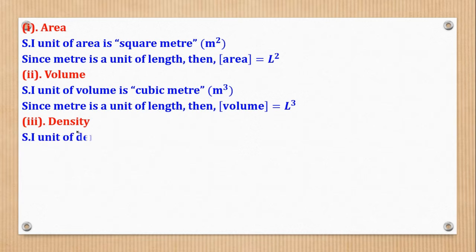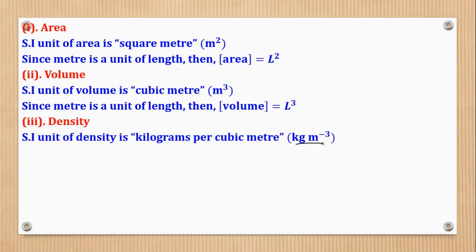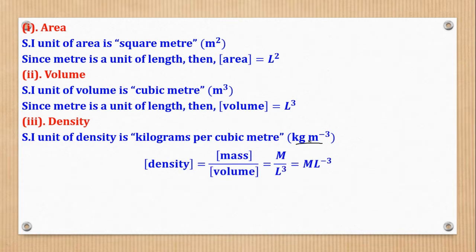So density, the SI unit is kilogram per cubic meter. Therefore, the dimension will be: kilogram is capital M, and per cubic meter is L to power negative 3. But how is it got? It is got by saying density is mass over volume. Mass is capital M, volume is L cubed, to give you this.